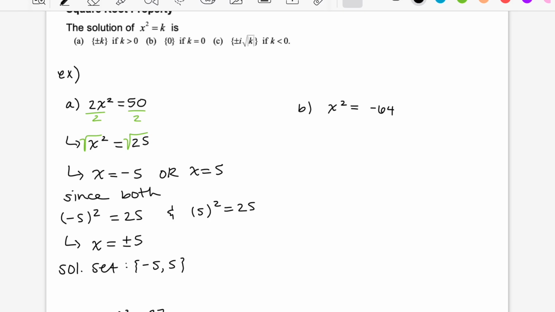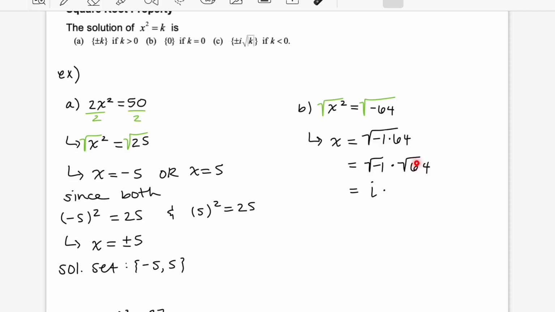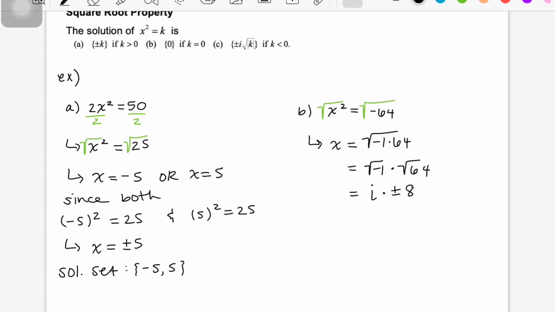Similarly, let's look at example B. We're going to do the same thing. We need to solve for x, so we'll take the square root of both sides. This tells us that x is going to be equal to plus or minus the square root of negative 64. And we saw from the last examples, this is the same thing as this here. So we get the square root of negative 1, which we know is i, and then the square root of 64 is going to be plus or minus 8, which gives us plus or minus 8i.